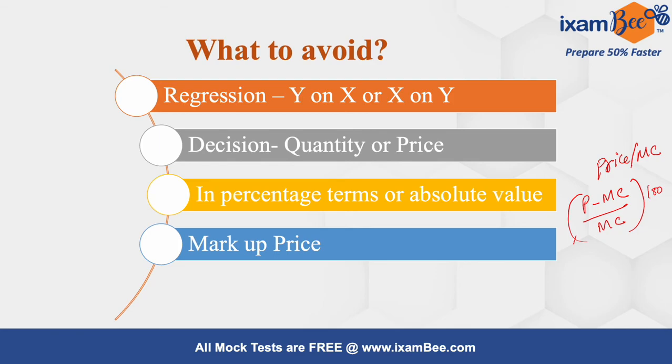Many times students get confused with the definition because markup price is actually excess of price over marginal cost. So they tend to find out markup price by just taking the difference between price and marginal cost. This is not the case, because when you are calculating it in absolute term, you have to use the formula price upon marginal cost, and when you are calculating it in the percentage term, you can find it using price minus marginal cost upon marginal cost into 100. So don't use the wrong formula.